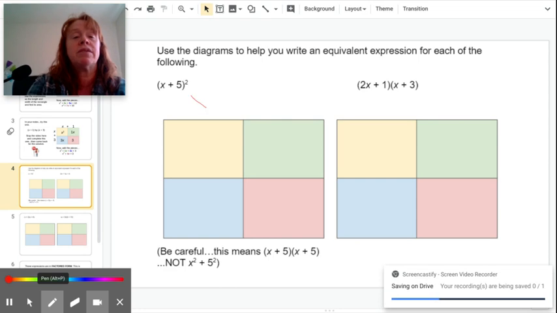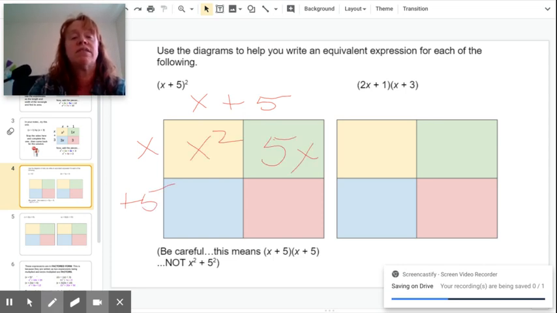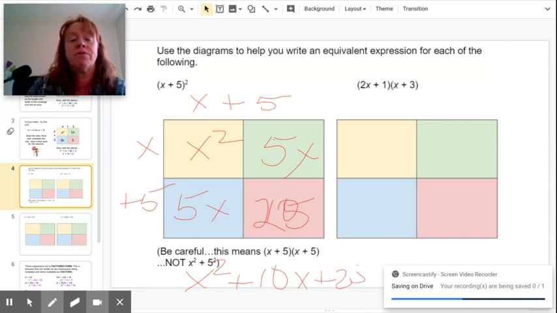This, I'm going to make this x plus 5, x plus 5. And so I get x squared plus 5x and another 5x and 10. So that means I end up with x squared plus 10x. Ooh, this is wrong. This is 25. I was thinking ahead, plus 25.